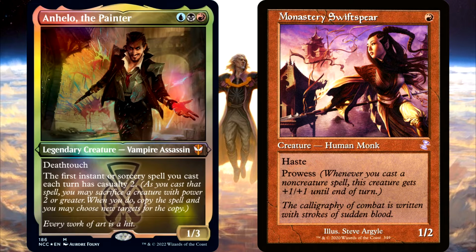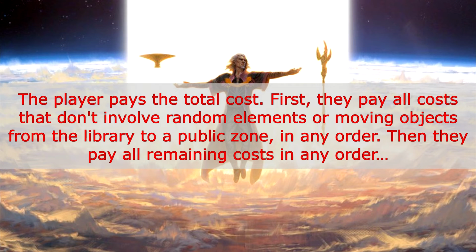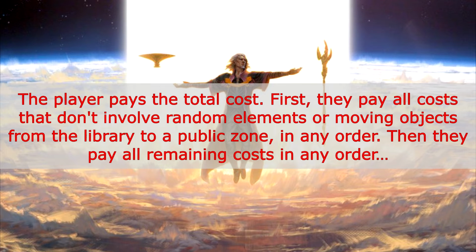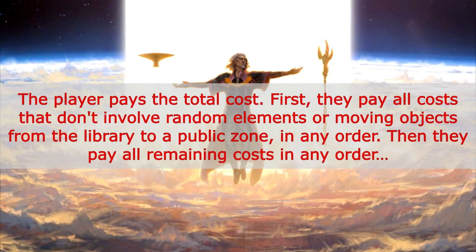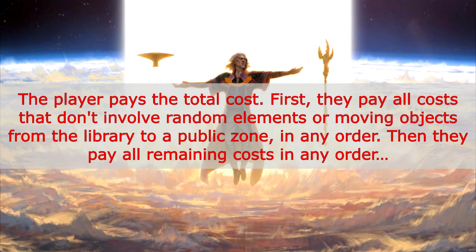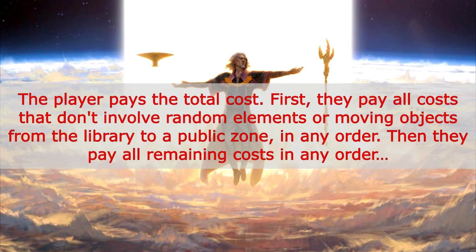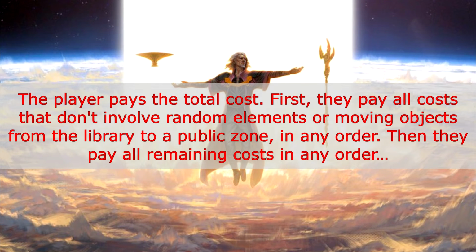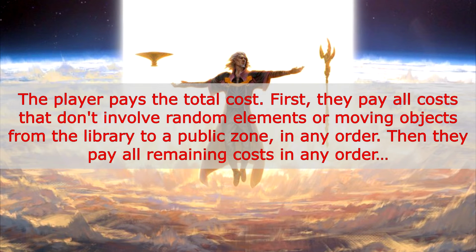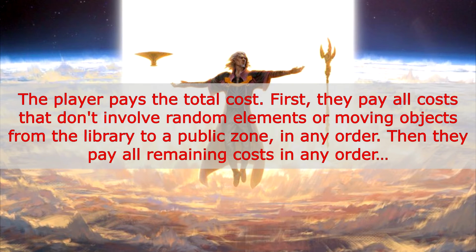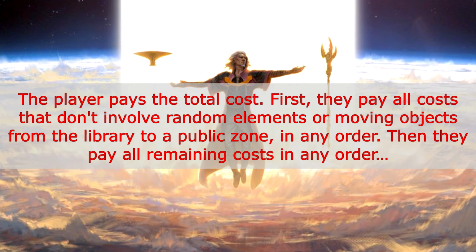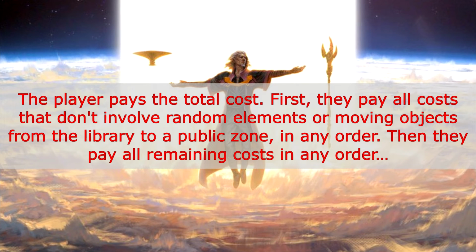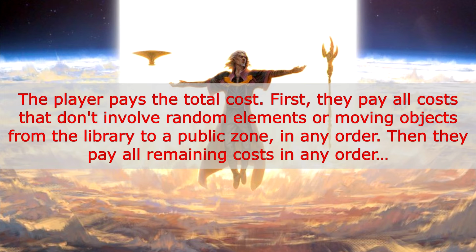Comprehensive Rules 601.2H covers the cost payment part of casting spells, and it says that the player pays the total cost first. They pay all costs that don't involve random elements or moving objects from the library to a public zone in any order. Then they pay all remaining costs in any order. And then the rest is not so important to this episode.